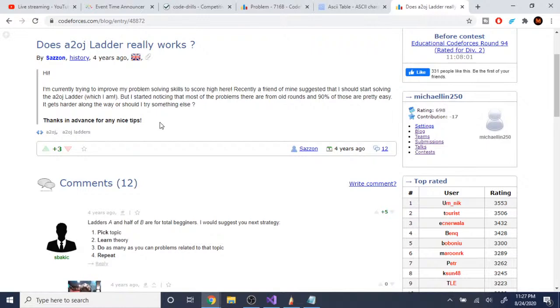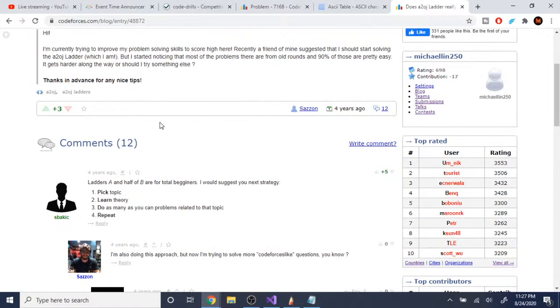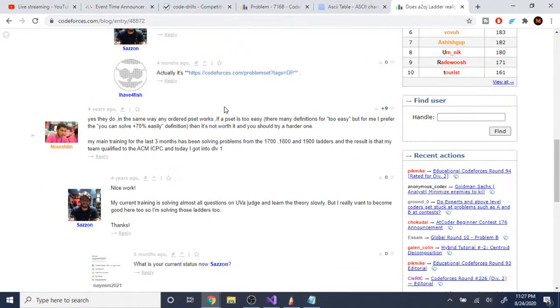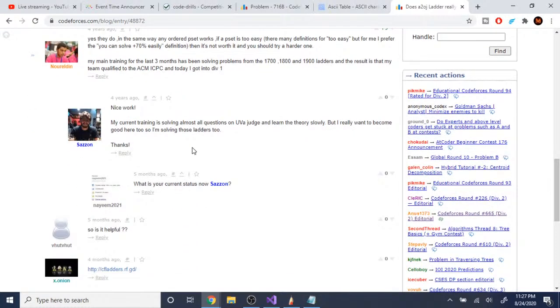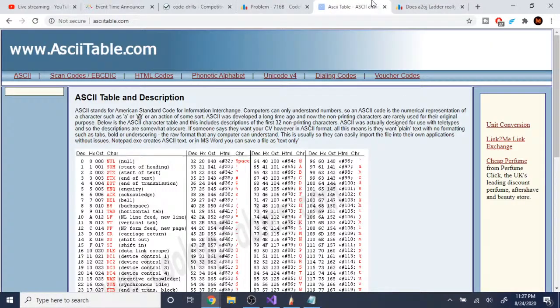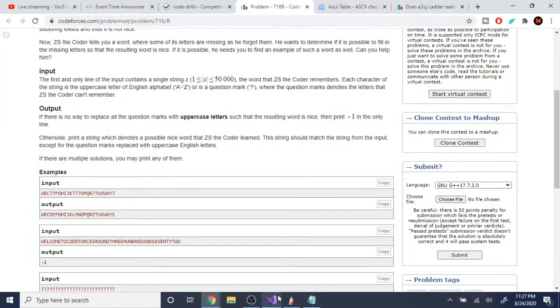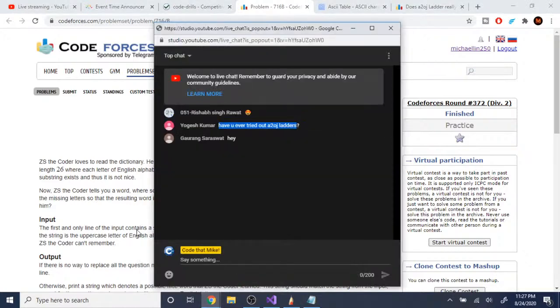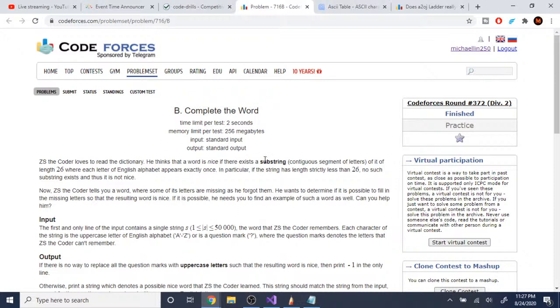Wait, does this actually work? Why is there a blog about this? Yes, they do, in the way that problem set is too easy. I have not tried ladders before. But right now we're doing this problem of complete the word. So if you guys in the chat, how you guys doing? Yeah, we're just solving problems.